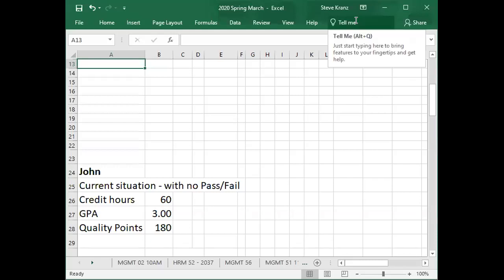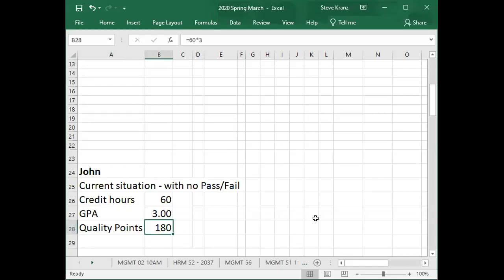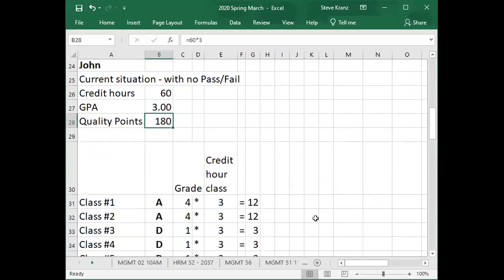So let's take an example of a fictional student named John, and he has 60 credit hours completed. So he's halfway done with his degree. He's 60 credit hours in, and he has a GPA of 3.00. That means by definition, he has 180 quality points going into this semester.